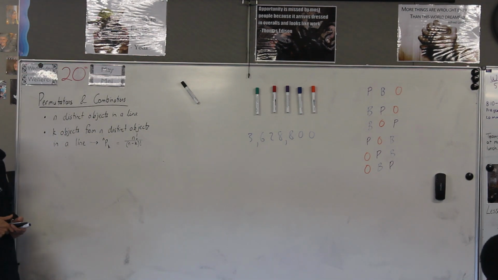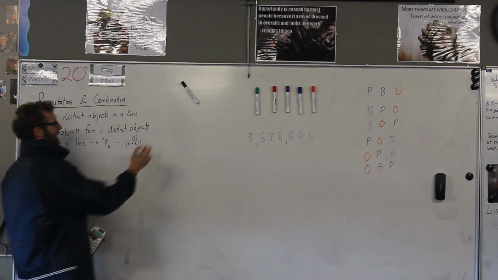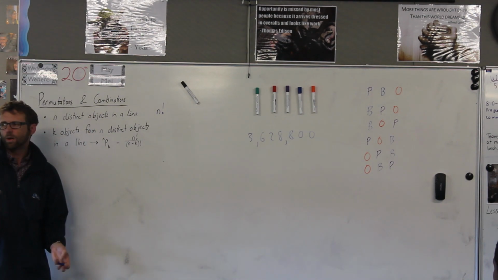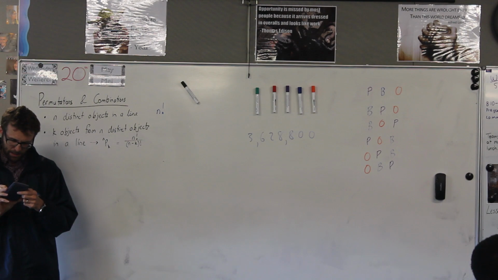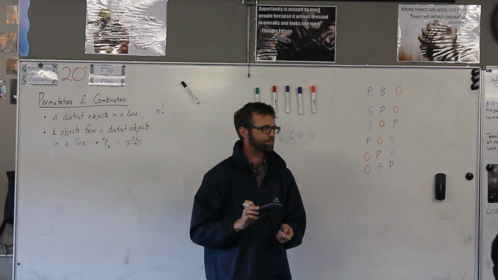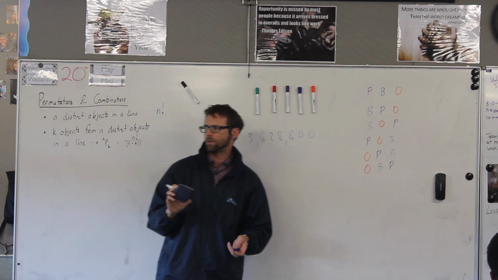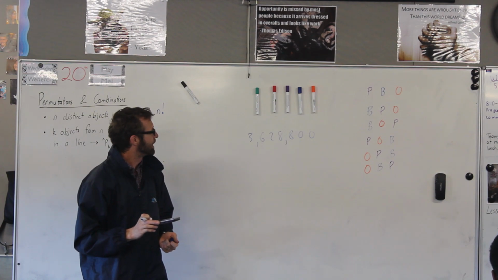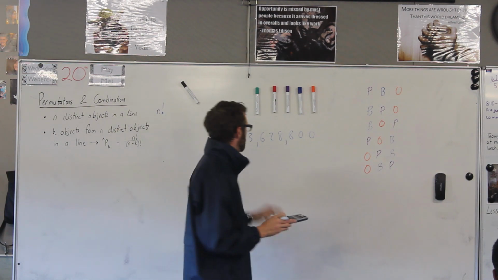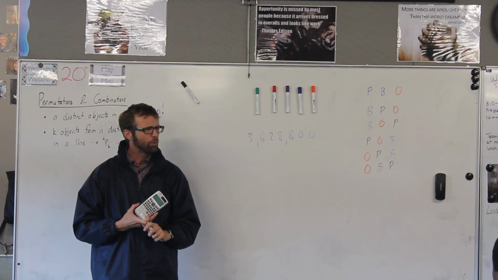Okay, so the rule for n distinct objects in a line is n factorial. Now there's a button on your calculator, depending on what calculator you have, near the on button somewhere. You might need to apply a shift to it, or you might not. Okay, so if you press 10 factorial, that will give you this here. Have we talked about factorial before and what it means?